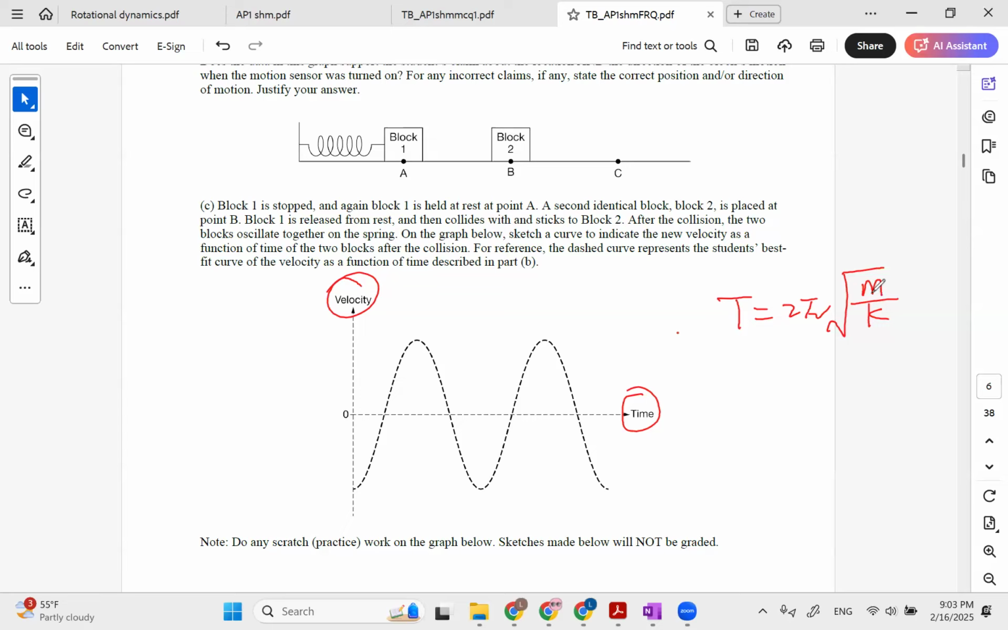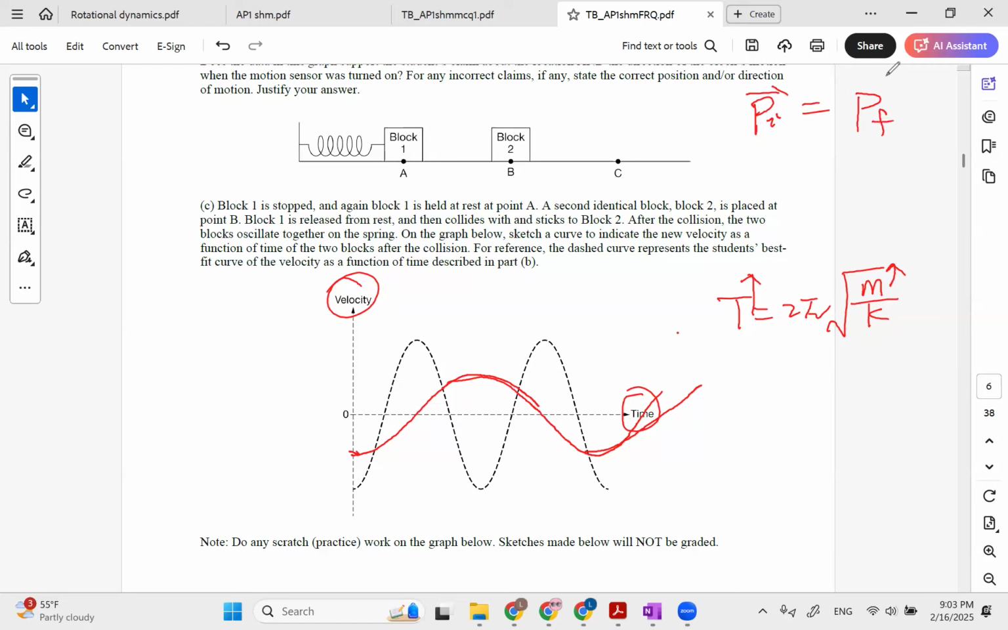Sometimes you will plug in the wrong equation and you will get a totally wrong answer. So be careful, right? So what happened? Mass increases, right? That's why the period increases. So over here, you will see that V decreases and the period increases. So you need to draw a wider and lower amplitude. Why is it lower amplitude? Momentum conservation, right? Make sure you write it down.